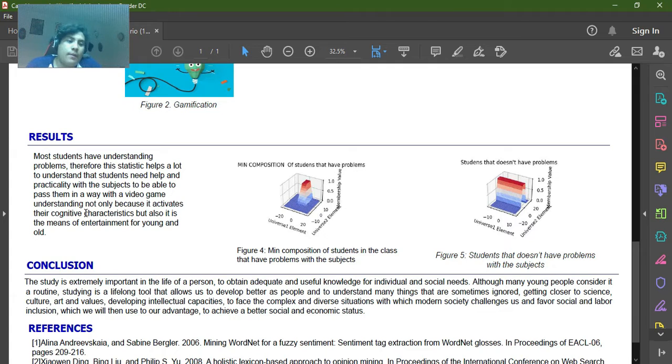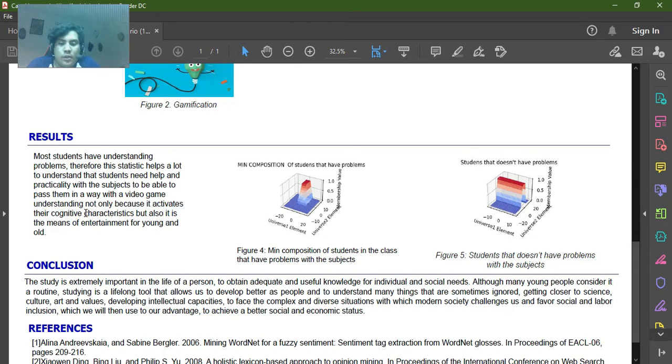Results: most students have understanding problems. Therefore, this statistic helps a lot to understand that the students need help and practicality with the subjects to be able to pass them, in a way with a video game. Understand it not only because it activates their cognitive characteristics, but also because it is a means of entertainment for young and old people. We have here the results in the fuzzy sets with mean compositions of students that have problems. There's figure 4, the mean composition, and we have here figure 5, that is students that don't have problems with the subjects.